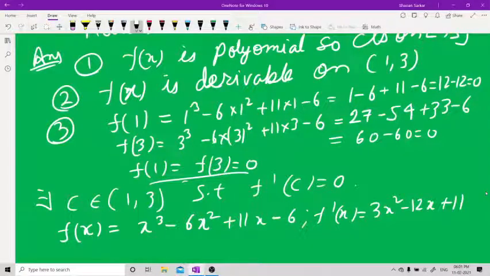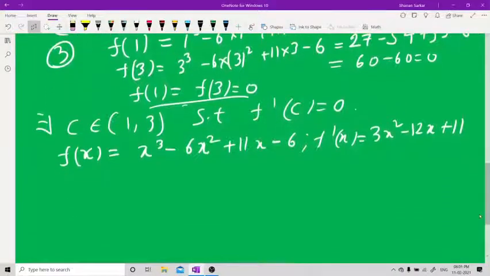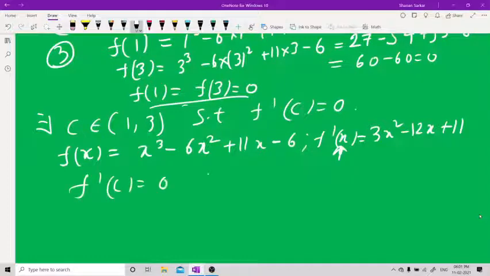Now if this f dash c is 0, that means you put c here and set it to 0. That is, f dash c is 0. Therefore 3c square minus 12c plus 11 equal to 0. So this is a quadratic equation.